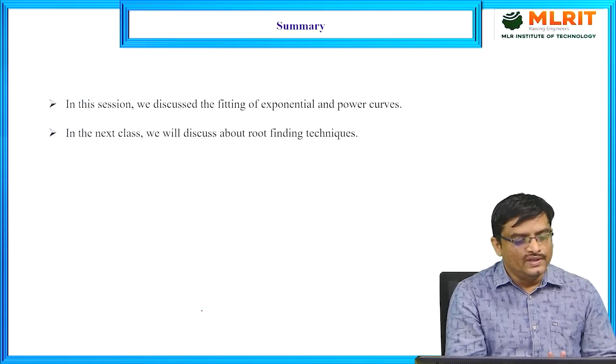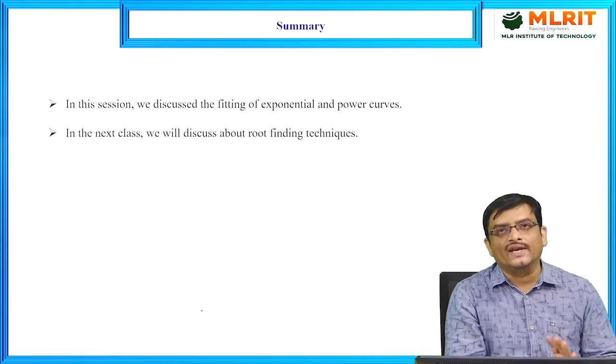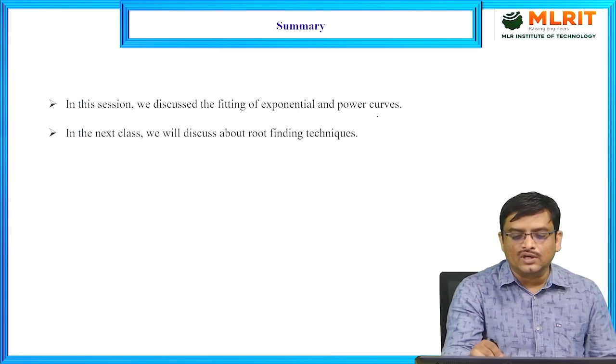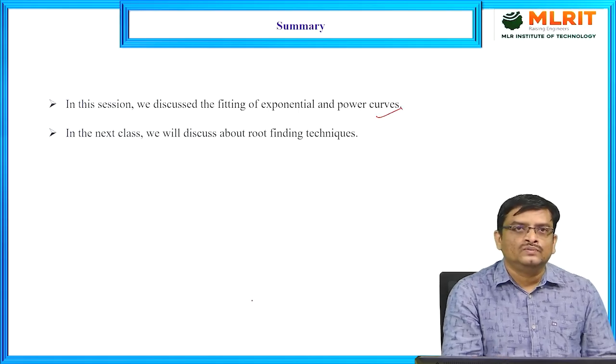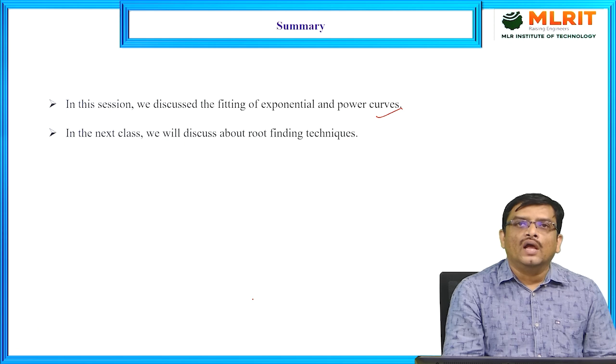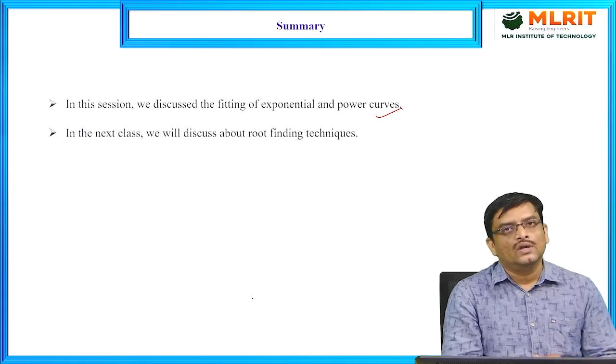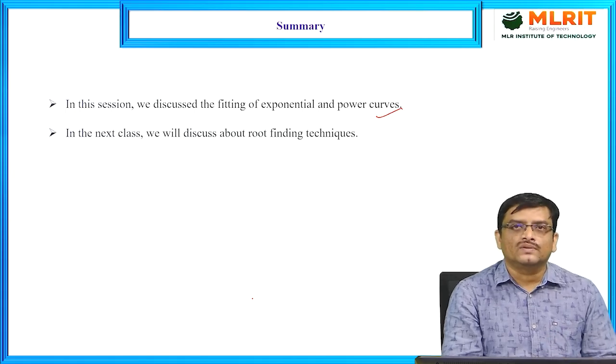So in this video we have discussed how to fit an exponential curve, type 1 and type 2, and the power curve. And with this we complete the concept of curve fitting. In the next video we will see root finding techniques. They will give equations, and by using numerical methods we will see how to find the roots of these equations. Thank you.